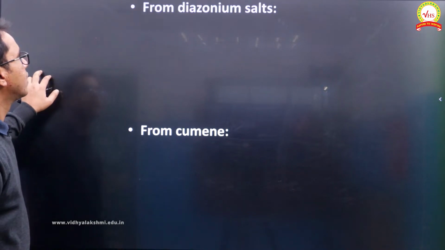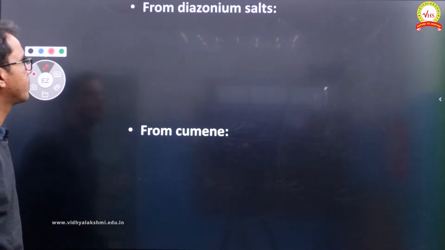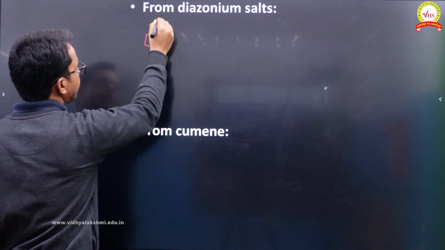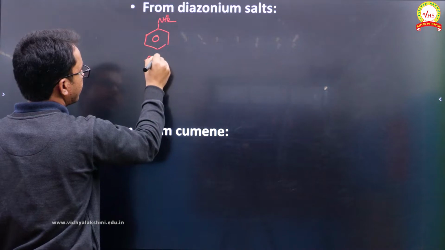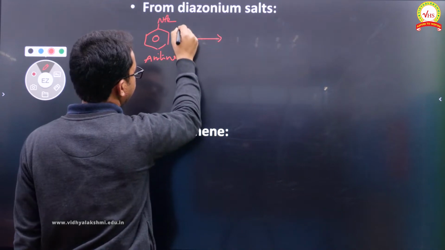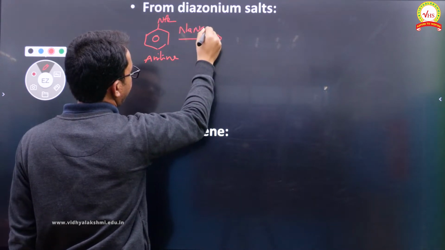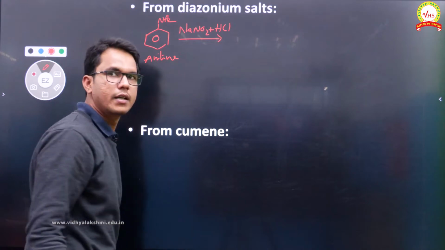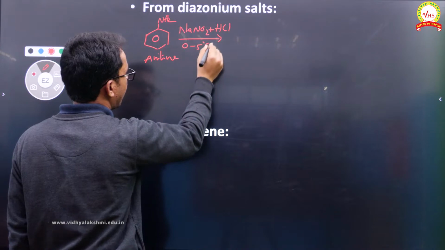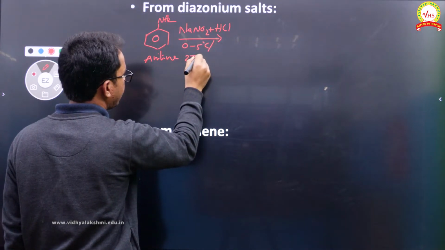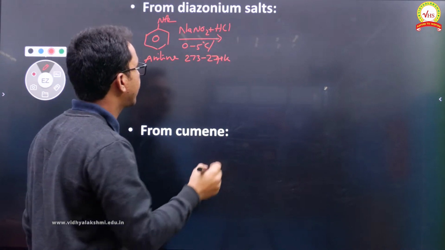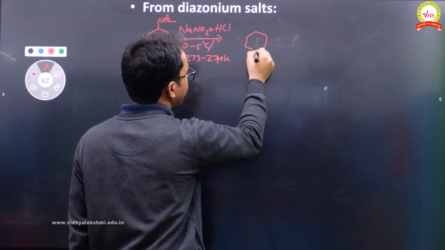Next, let us see phenol from benzene diazonium salt. Let us take aniline first, that is NH2. This aniline on reaction with sodium nitrite and HCl at 0 to 5 degrees Celsius, or we can also write it as 273 to 278 Kelvin, gives diazonium salt formation. Benzene diazonium salt formation takes place.